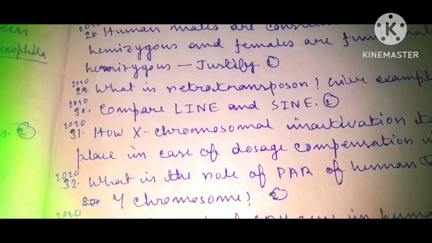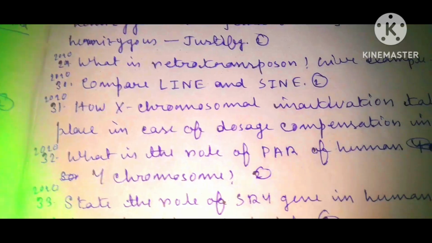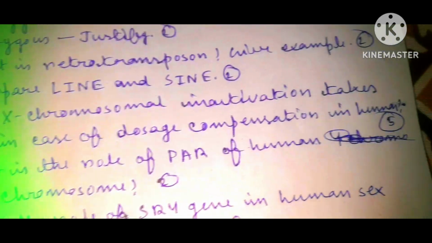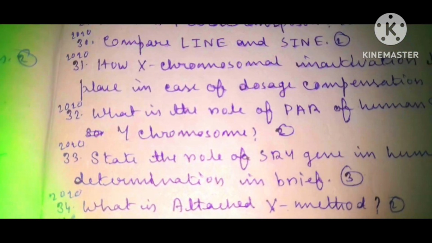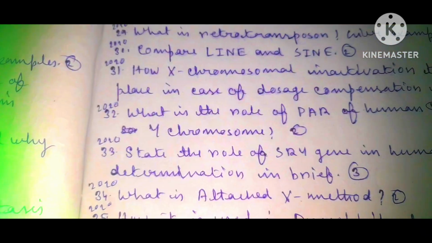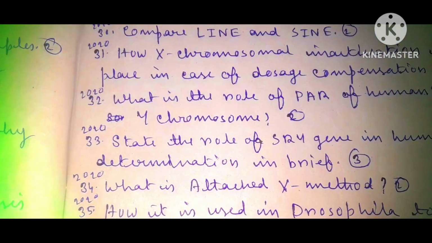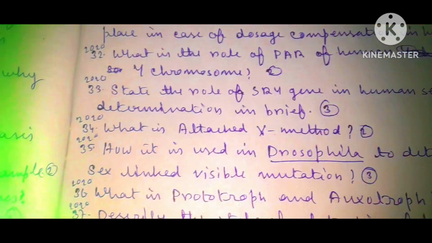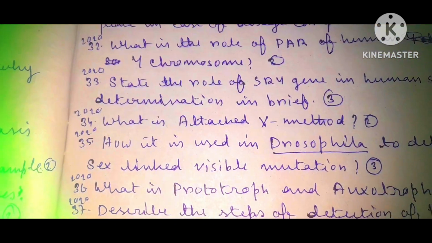Compare LINE and SINE, carrying 2 marks. How X chromosomal inactivation takes place in case of dosage compensation in human, carrying 5 marks. What is the role of pair of human Y chromosome, carrying 2 marks? State the role of SRY gene in human sex determination in brief, carrying 3 marks.